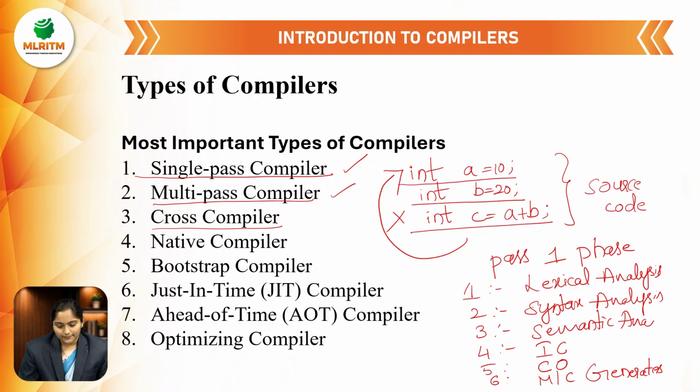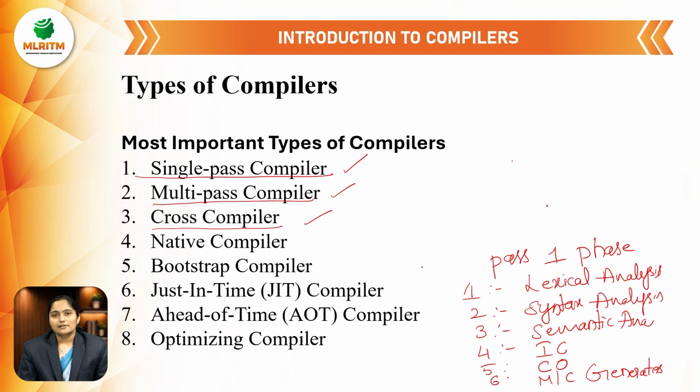Coming to the cross compiler, this kind of compiler runs on one computer and generates target code for another computer. A cross compiler runs on one computer and generates executable code for another computer. For example, if you want to develop a mobile application, you write the application code on your Windows laptop, compile it, and you get an executable code. That code you will use for your Android phone. So that is a cross compiler.